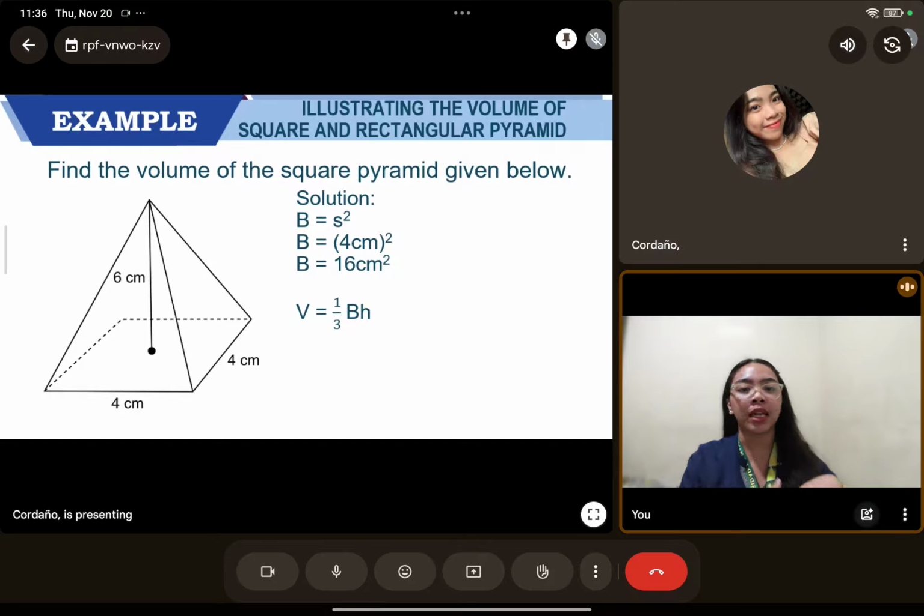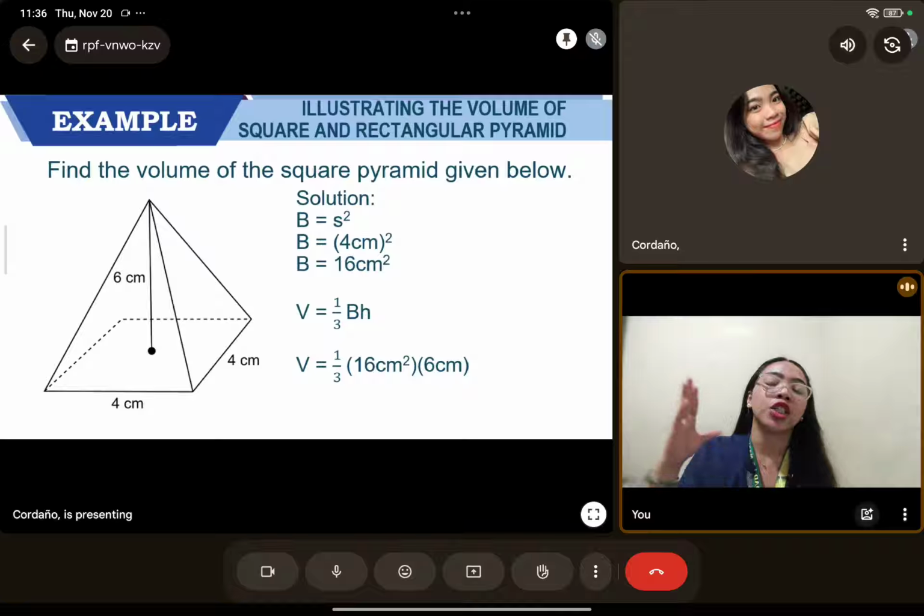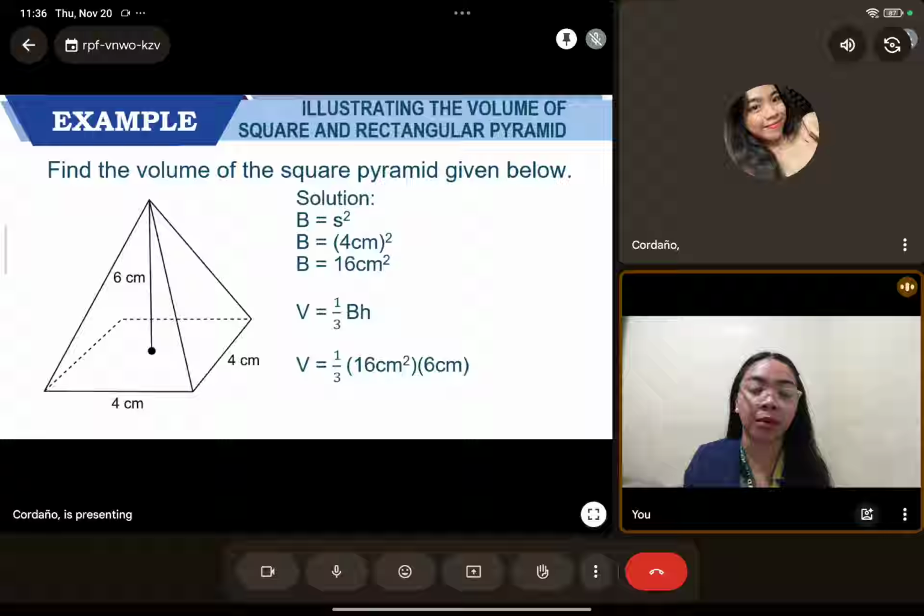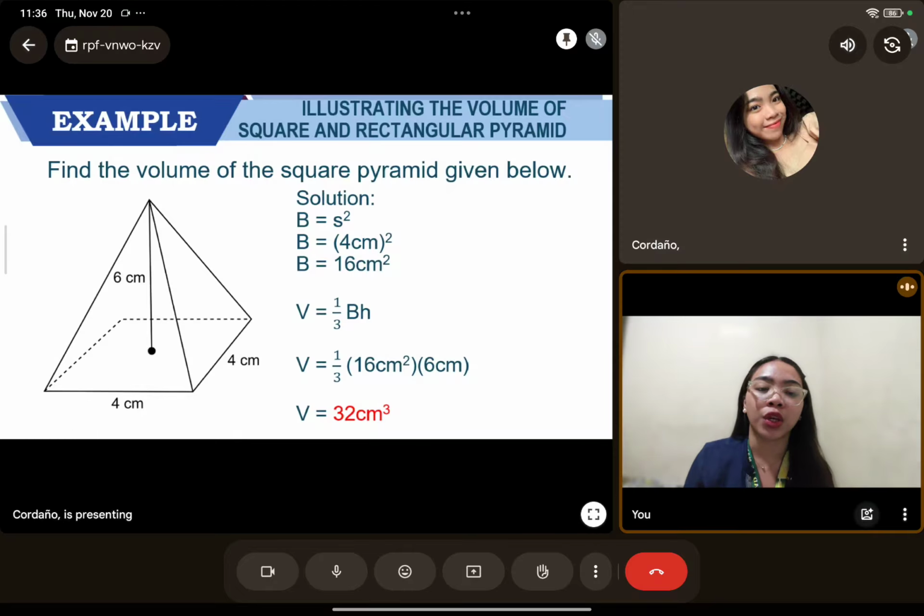So, ayan, magagamit na natin tong formula. So, volume is equals to 1/3 times the area of the base times the height. Ayan. So, 1/3 times 16 centimeters squared, which is yung area nung base, and then 6 centimeters, ayun naman po yung height, as you can see here. Ayan yung height. So, we will get 32 centimeters cube.